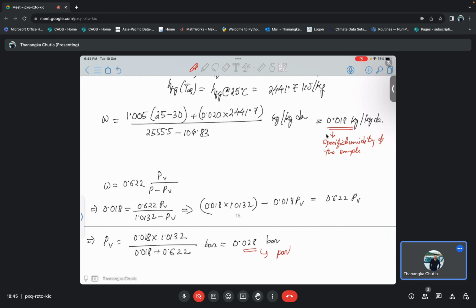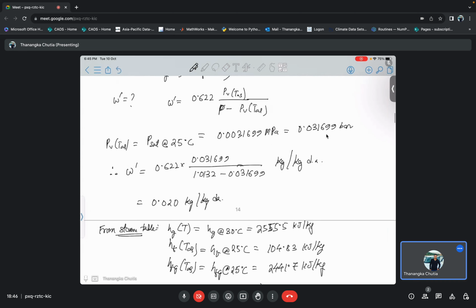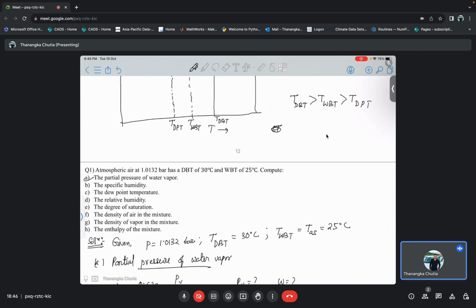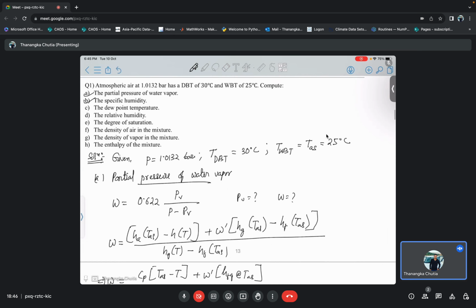So this is the partial pressure of water vapor of the sample. We have calculated the partial pressure, we have calculated the specific humidity. Now we have to calculate the dew point temperature.